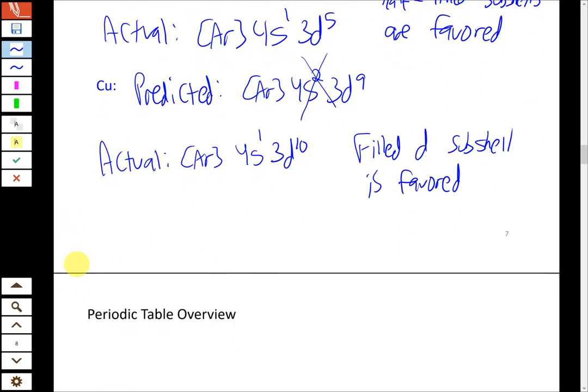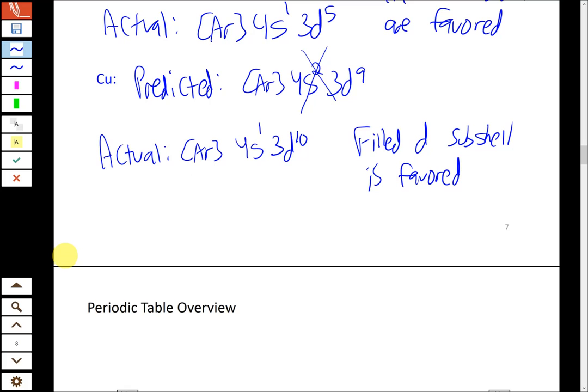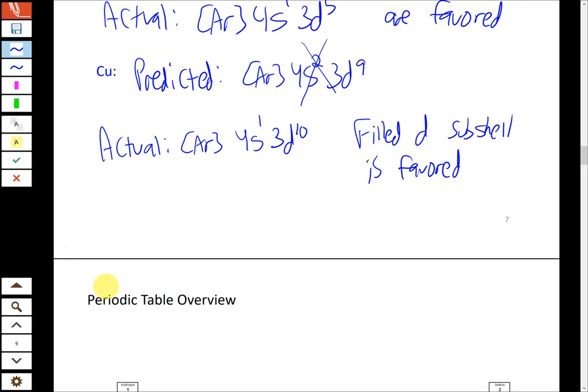All right, so that takes me to the end of electron configurations. Any last questions on that? Yeah, in the back, one.